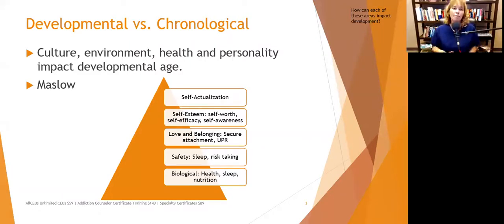So thinking back to Maslow's hierarchy, we have your biological needs, and we're going to look at each of these for each stage of development, for lack of a better term. We're not going to look at self-actualization because a lot of adults don't even get there, but we're going to look at the rest of it.